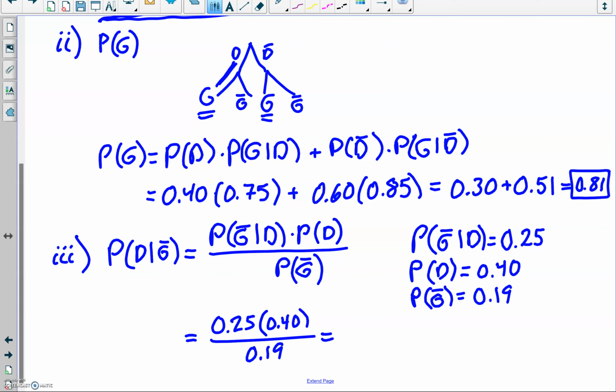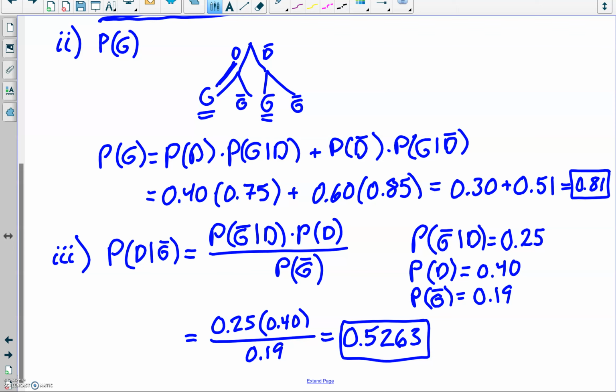And when you work that out, you get 0.52. I'm going to go out 4 decimal places here, 63, and rounding would leave that as a 3 there. So we have a little bit better than half a chance that it would be dry if the seeds didn't germinate.